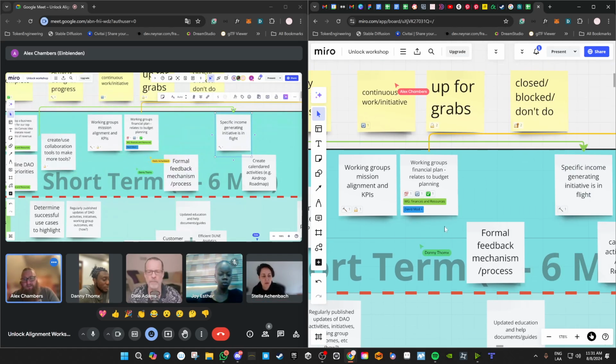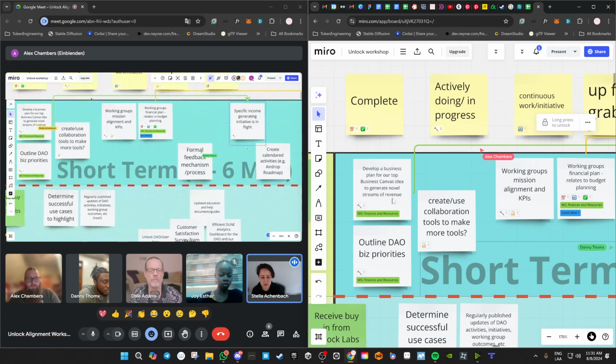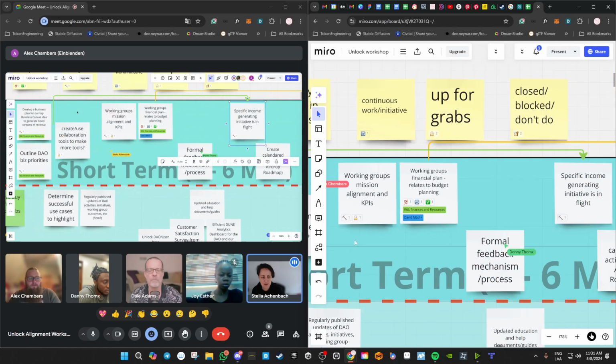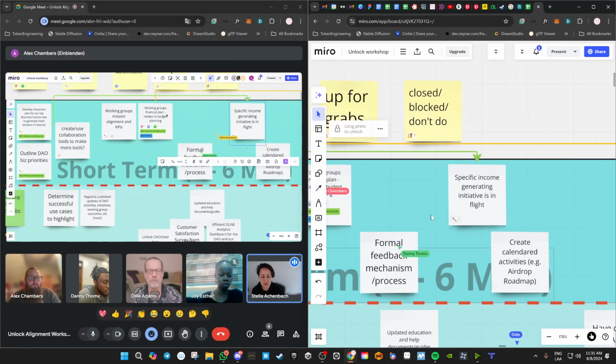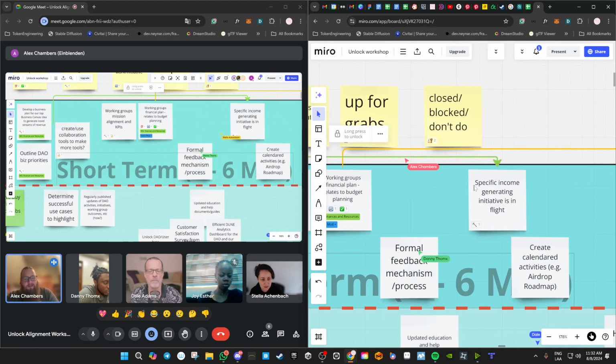Alex, how about we just make the phrasing more clear so that it relates? Something like: develop a business plan for our top business canvas ideas to generate novel streams of revenue. Execute on the novel business ideas that are supposed to generate income. Yeah, go ahead and rewrite it. That way there's word association and we don't need the arrows.